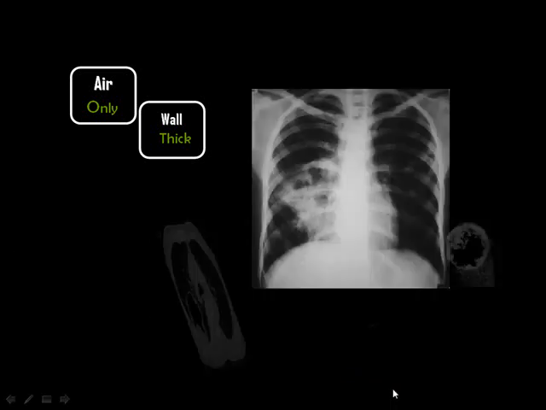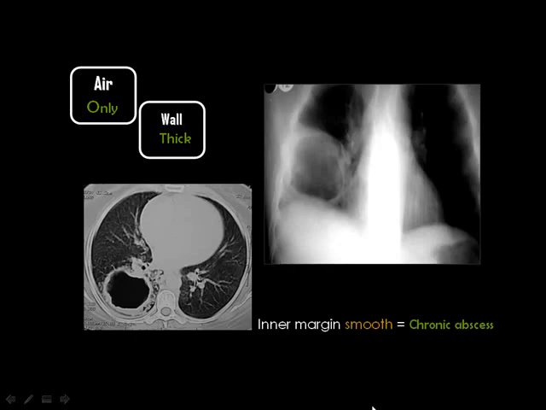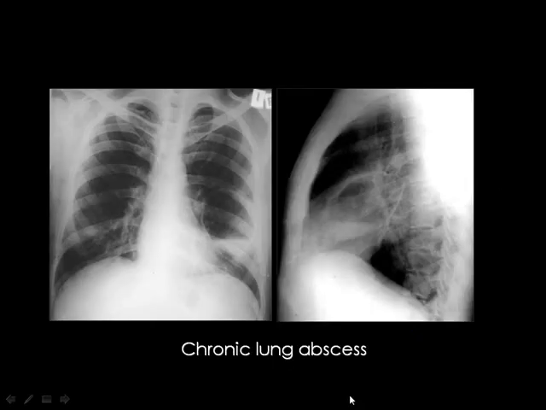And the second possibility is what we call the breakdown in a neoplasm. The bronchogenic carcinoma may have a central area of breakdown with tumor shreds. Then the tumor shreds are expectorated and you are left with a cavity with thick margin and containing air. What differentiates the chronic lung abscess from the breakdown in a tumor is the inner wall of the lesion. The inner wall is smooth in the case of an abscess. The inner wall is irregular in the case of the tumor. If you see a cavity with thick margin containing air, the differential diagnosis is between the chronic lung abscess and the breakdown in a bronchogenic carcinoma. If the inner margin of the lesion is irregular, you are dealing with bronchogenic carcinoma breaking down. If it is smooth, you are dealing with an abscess.